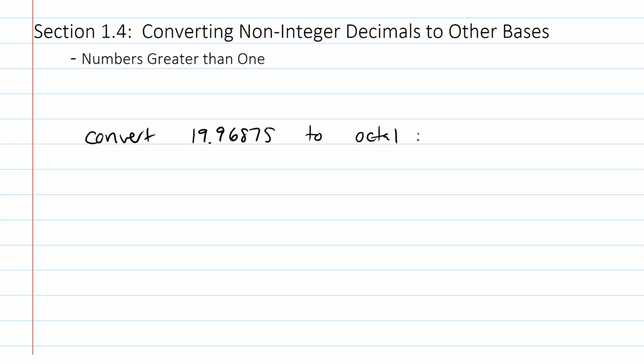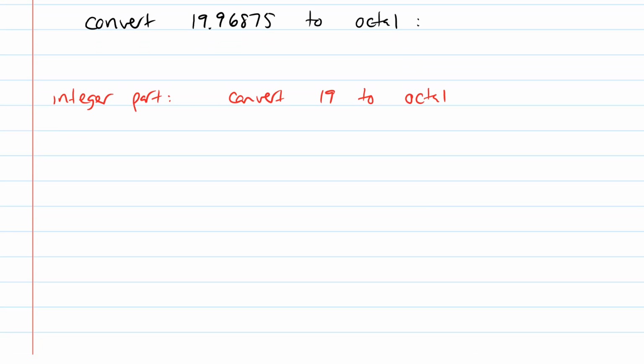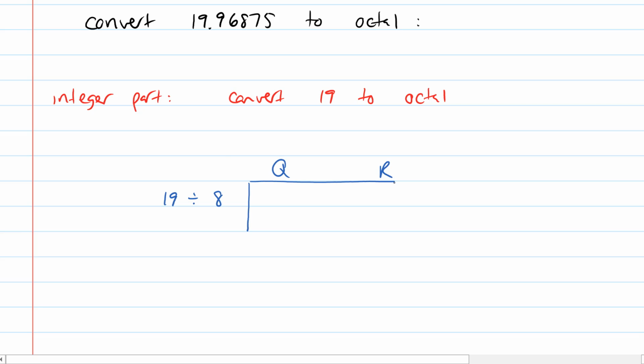So, the integer part. We're going to convert 19 to octal using the method of repeated division. Just going to draw a little thing like this, where we write 19 and we divide it repeatedly by the base. We're looking at octal here, so it's base 8, and we're going to break that up into 2 bits. 8 goes into 19 twice, with 3 left over.